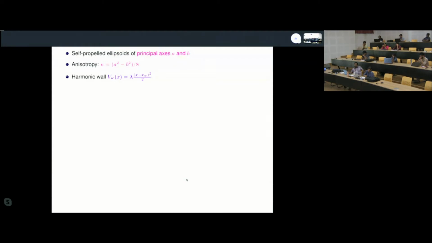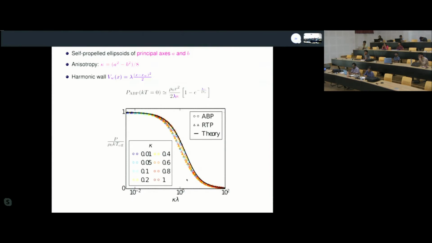You consider self-propelled ellipsoids of principal axes A and B. So you can measure the anisotropy by A squared minus B squared. When kappa is 0, it's a circle. And you can find them in a harmonic wall, V of x, which is lambda times (x minus xw) squared. So using the shape of the particles and the shape of the potential, you can compute explicitly the torque exerted on them. And it turns out that you can get a very good approximation for the steady-state distribution, which in the absence of translational diffusion is given here.